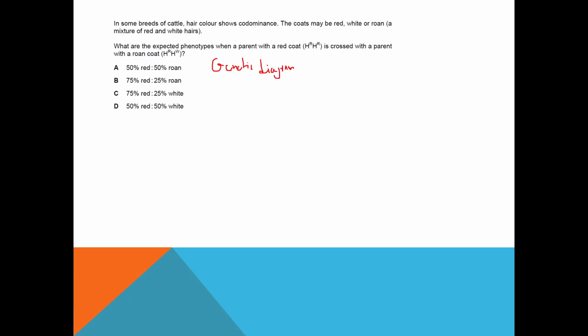Alright, please excuse my handwriting because I'm just using my mouse and not using the pen device that I have. So basically, let's write the alleles. One of the parents has alleles HR, HR. Alright, so this is the first parent. The second parent's alleles are HR and HW.